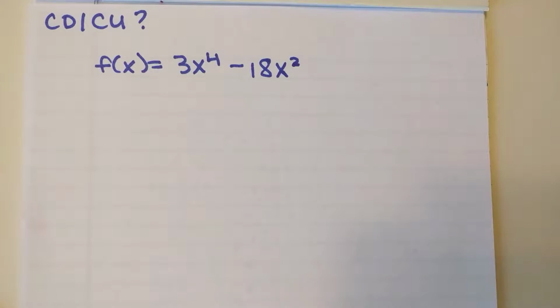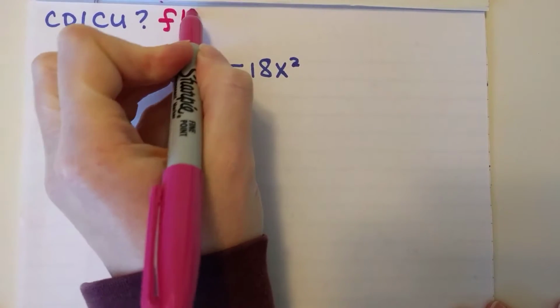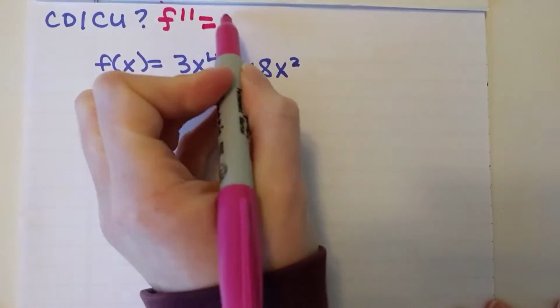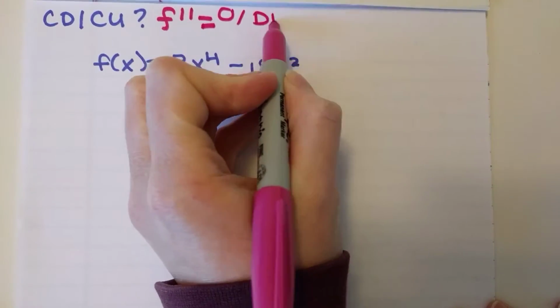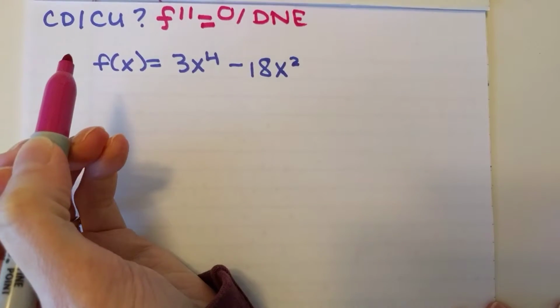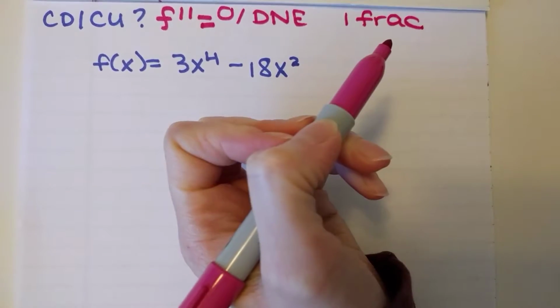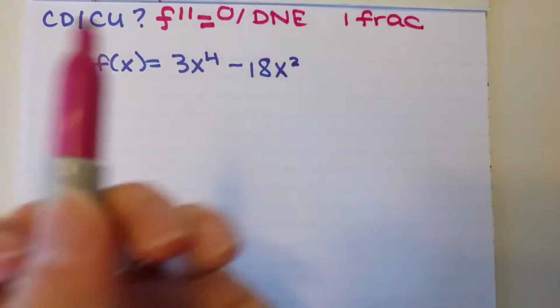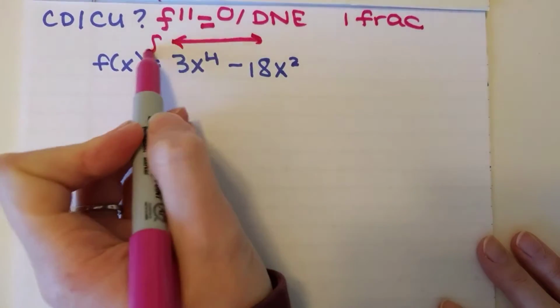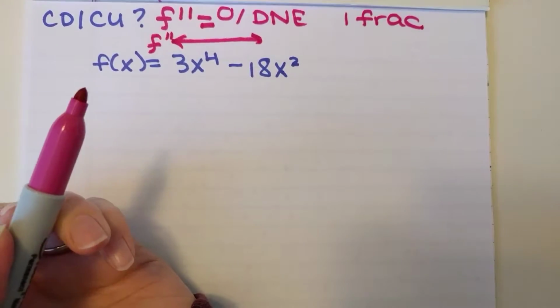We want to find where the function is concave up and concave down. So remember, that is always going to involve our second derivative and setting it equal to 0 or does not exist. And when we take our second derivative, we always want to have it as one fraction that will then set the numerator and denominator equal to 0. Once we get those numbers, we then draw our number line with f double prime.